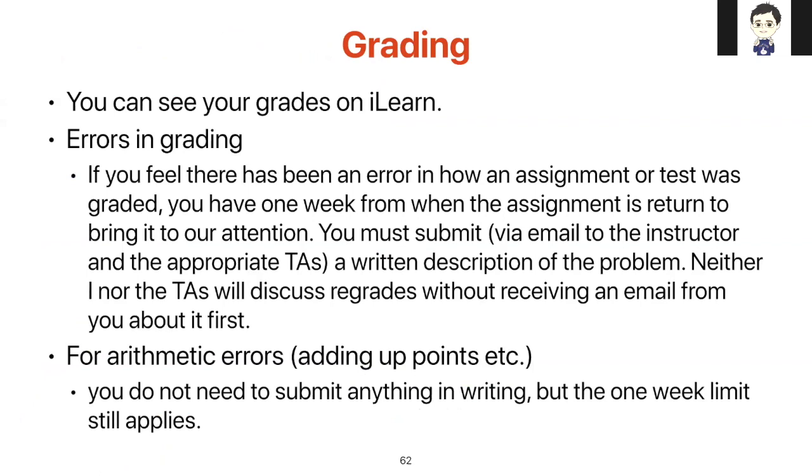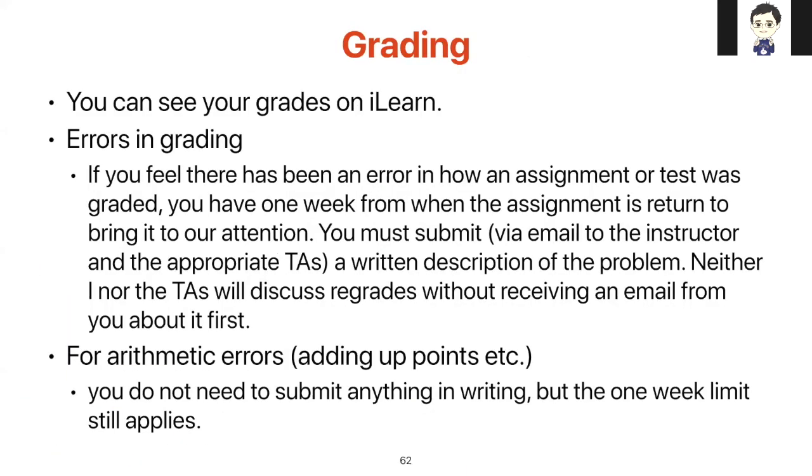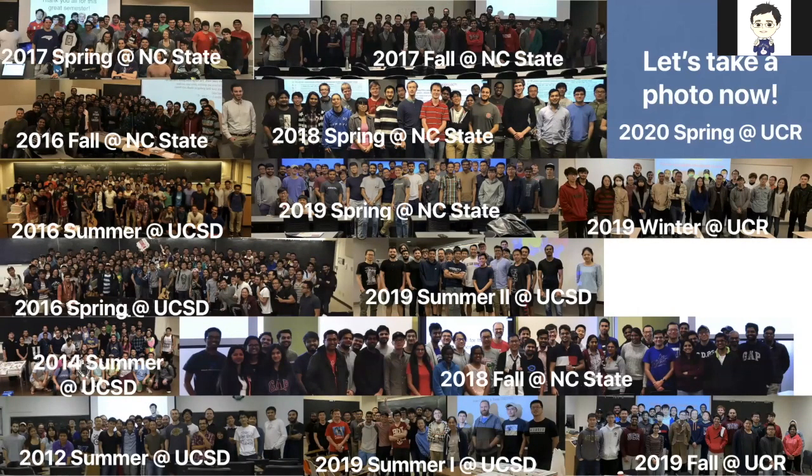We have a 1 week regrading policy. If you find something wrong in your grading, you must tell us within 1 week after the grade is announced. However, if you pass that 1 week deadline, we will not do any regrading for you. And don't cheat. This is the most important thing. These are all the classes that have been taught before, and I hope by the end of this quarter, I can take a photo and put you guys up here through Zoom.